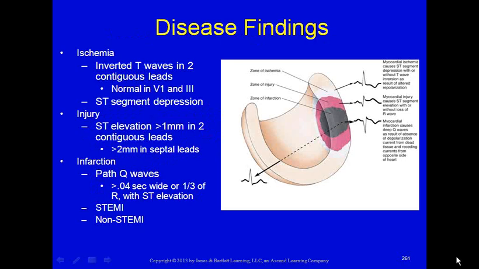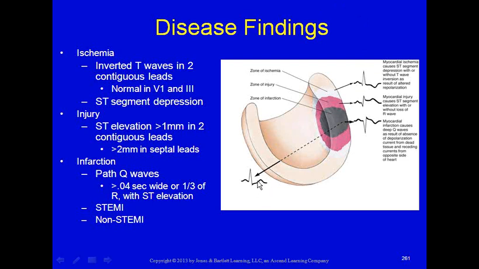Because again, what you'll see with ischemia is inverted T waves. What you'll see with injury is ST segment elevation. And what you'll see with infarction are pathological Q waves. So as I'm looking at this example of the types of tissue damage, ischemic or infarcted, what we'll see with ischemia is inverted T waves, like we're seeing right here.